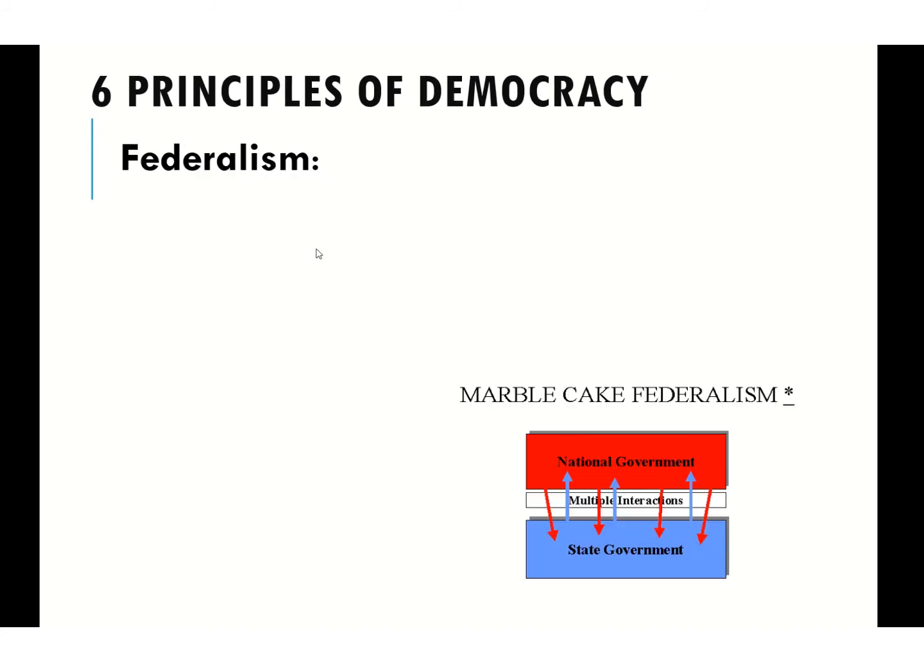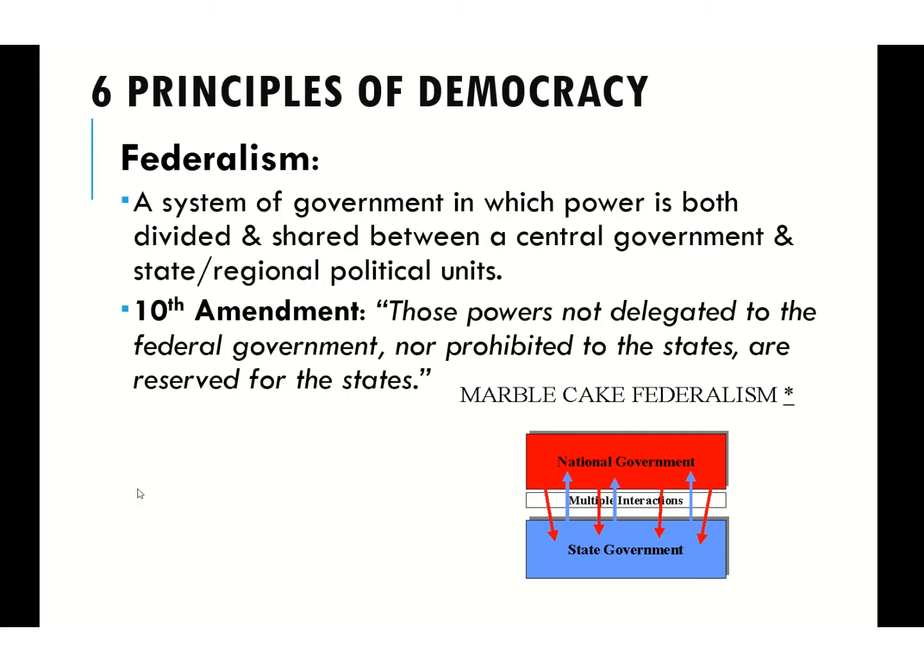Federalism is our last principle of democracy, talking about not only is government shared horizontally at the federal level, but also vertically between the federal and the state governmental units, coming from the 10th Amendment, where the powers that are not delegated to the federal government nor prohibited to states are reserved for the states. We refer to this as marble cake federalism. As you can see, the national government very much at the top, the state government at the bottom. There are interactions in the middle, like taxation. Those are roles that are shared. I kind of look at that as the icing in the middle of the layers.